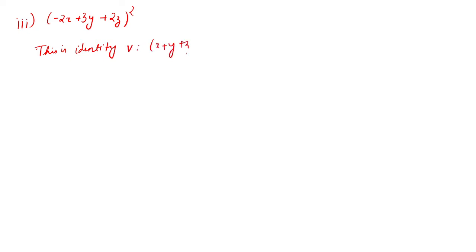So we'll go with the third question. The third question is minus 2x plus 3y plus 2z the whole thing square. Now this is going to be the same. This is identity 5 only. Clear? Identity 5, which is x plus y plus z the whole thing square. So that is going to be x square plus y square plus z square plus 2xy plus 2yz plus 2xz. Okay, clear up to this much?